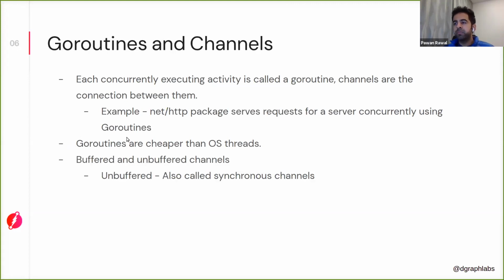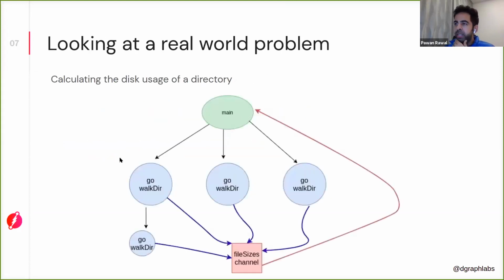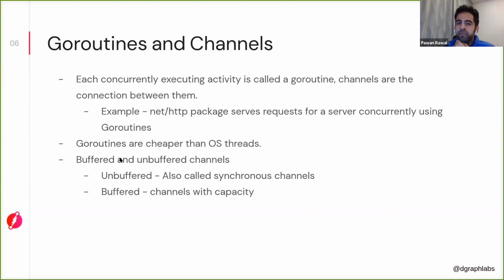And in terms of channels, channels are what you use to pass values between Go routines. There are two types of channels: buffered channels and unbuffered channels. Unbuffered channels are also called synchronous channels because they're used to synchronize access between different Go routines. They don't have a capacity, but they're basically used as a signaling mechanism between different Go routines. And then we have buffered channels, which are channels with capacity. We're going to look into all these things, and this is just a quick intro to give you an idea about what we are going to cover.